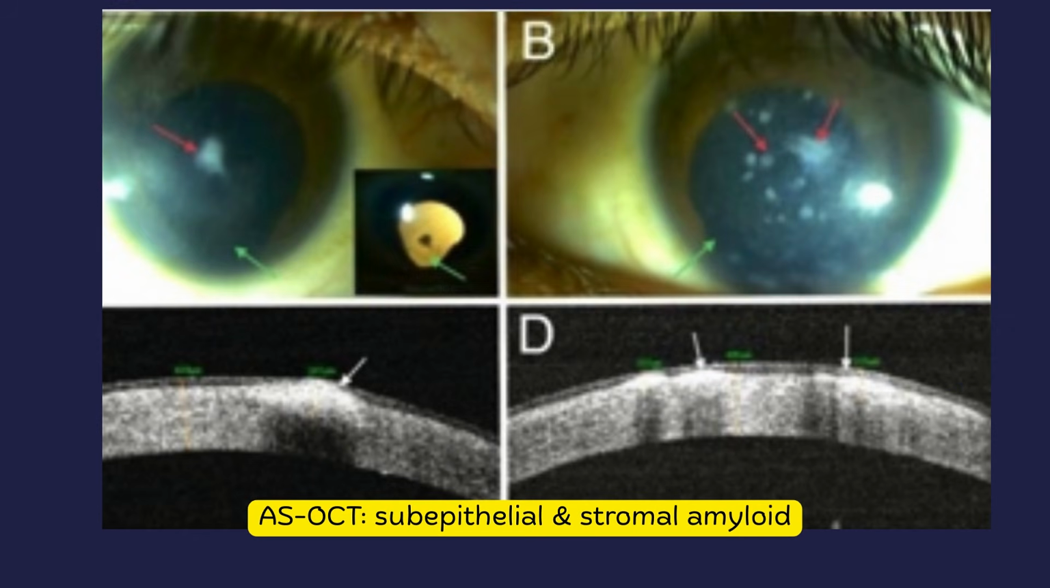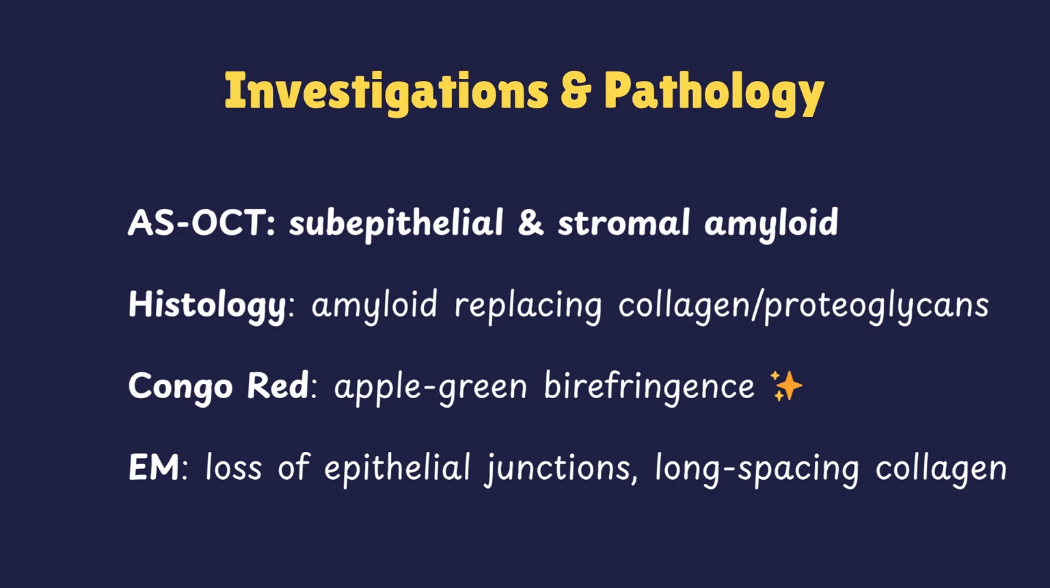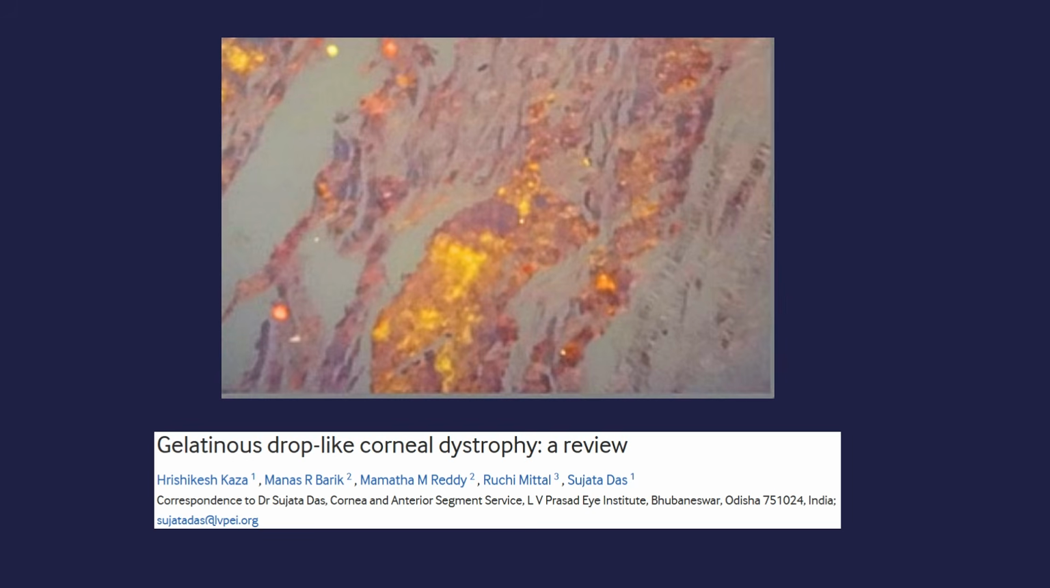The anterior segment OCT here will basically tell you that it is an epithelial and subepithelial dystrophy. So you will find subepithelial and anterior stromal deposits. On histopathology, the hallmark here is the amyloid deposition. On Congo red staining, the deposits will show apple green birefringence under polarized light. And this is a classic exam point.